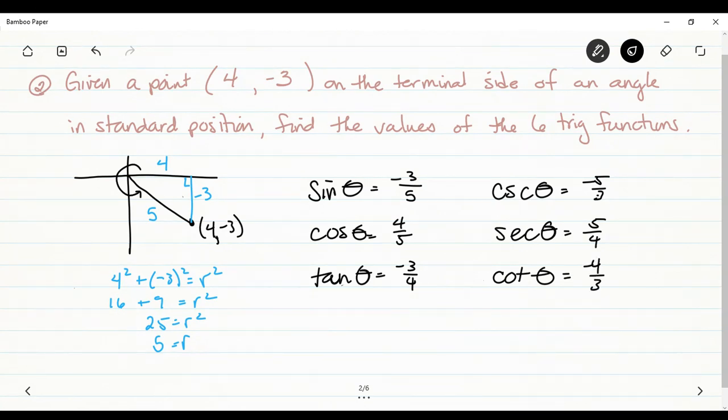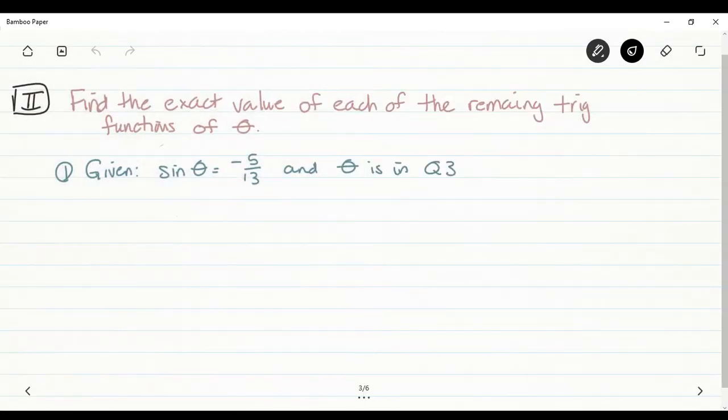Our 6 trig functions: drawing a triangle, doing the Pythagorean theorem. As you know from the Pythagorean theorem, it's possible to get radical answers, so make sure you do rationalize if you come across that scenario. All right, let's look now at finding an exact value given some certain information. In this problem, we want to find the exact value of the remaining functions if we're given sine is negative 5 over 13 and theta is in quadrant 3.